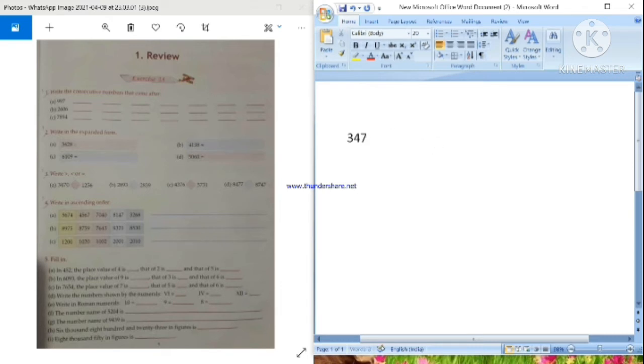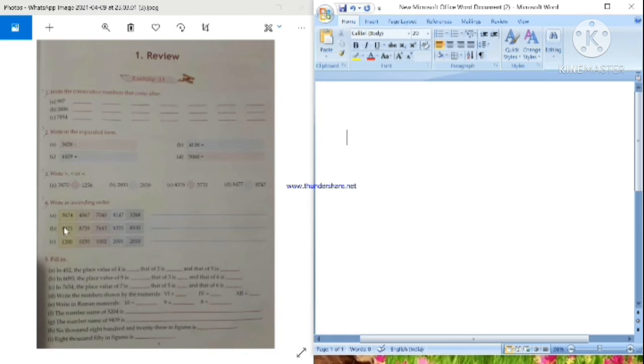Now let us move towards the next question. In this, writing in ascending order. In this you have to write it in ascending order. So in this also we will see the place values and the number of digits the number is made up of, and then we will write it in ascending order. Writing in ascending order is writing from smaller to greater. So let us search for the smallest one by comparing the place values and digits.